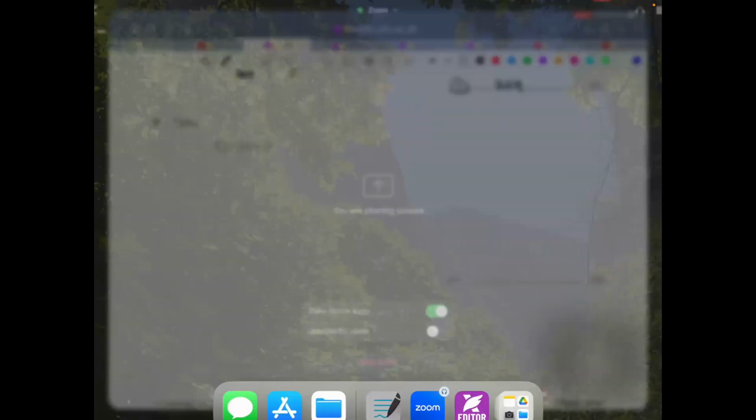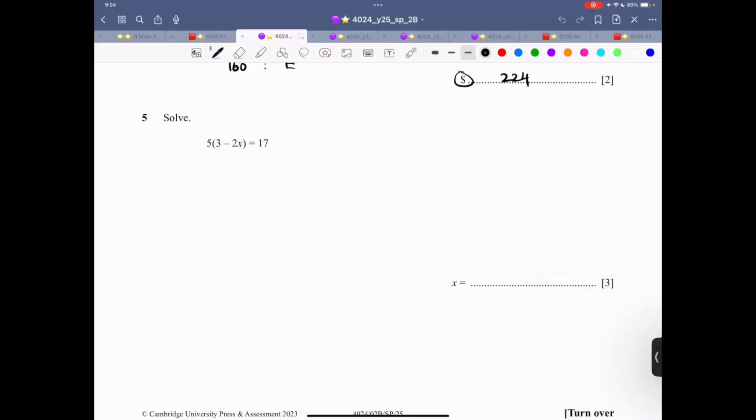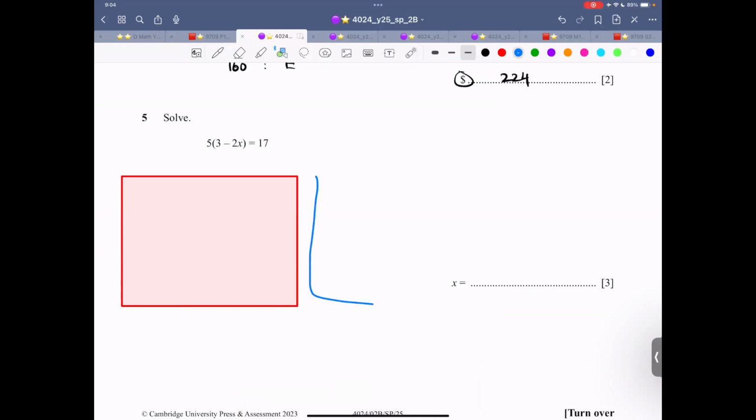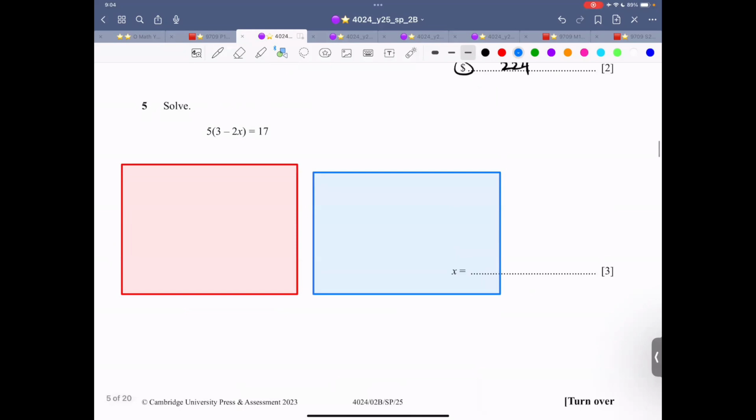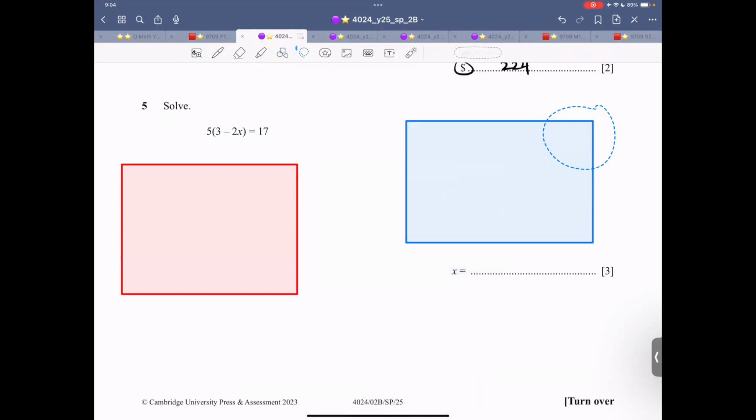So now let's look at question number 5, a very simple question. Let me solve it in 2 different ways. So let me just make a nice square. That is one way. And let me make another square. That is the other way. So let me just shift this thing a little bit like this. Okay. So now in the first way, what we can do is that 5 bracket 3 minus 2x is equal to 17. So now open up the bracket. That is the first thing.